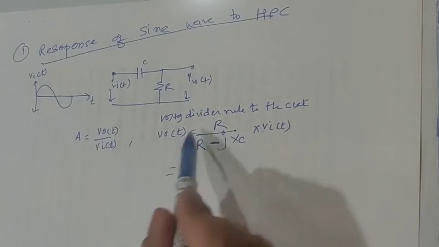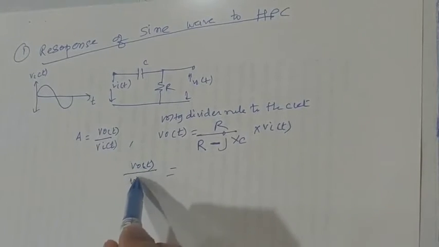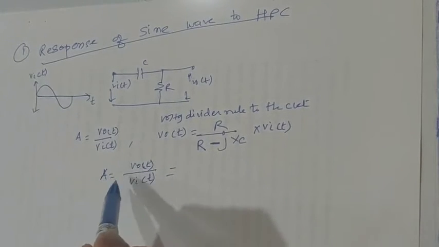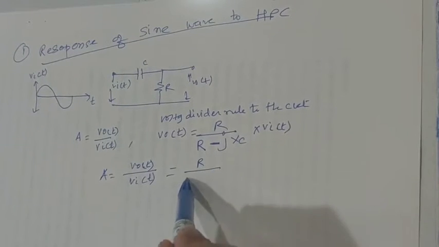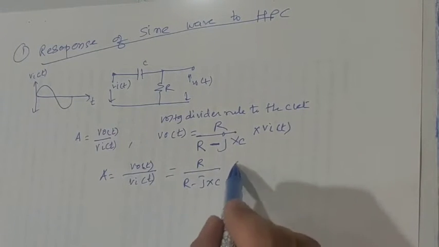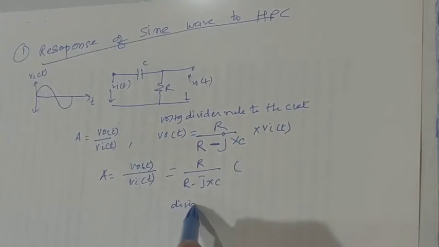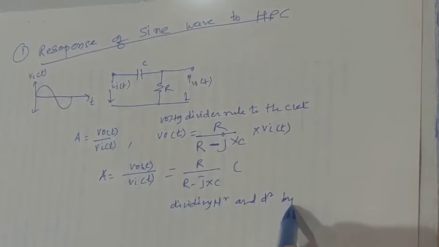Vi of t will be taken here because I want the gain. So V0 of t upon Vi of t, which is nothing but the gain. So now the gain is going to be equal to R upon R minus jXC. Okay, now dividing numerator and denominator by R.